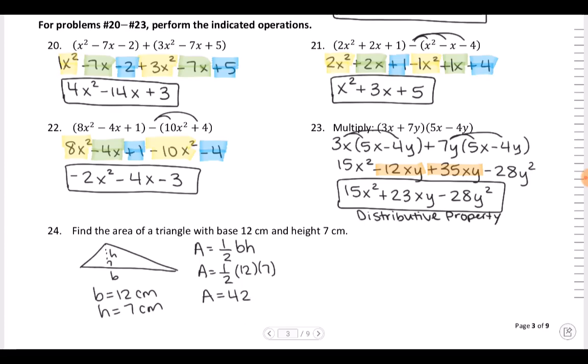And I want to put centimeters squared because you have square units, right? So my area here would be 42 square centimeters. The reason it's square centimeters is because I'm taking centimeters times centimeters, which gives me centimeters squared.